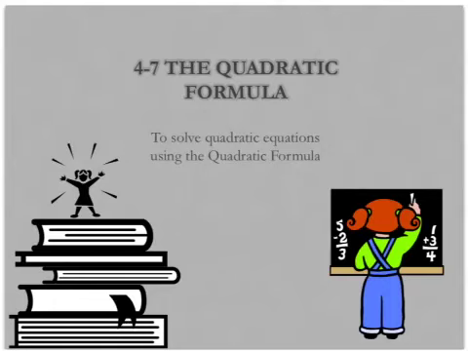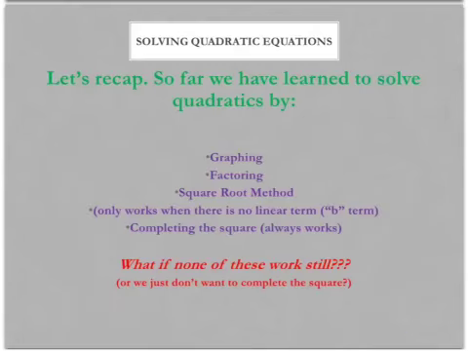Alright guys, so this is going to be our last method of solving quadratic equations, and it's called the quadratic formula. So let's think back to all the methods that we know so far. There's graphing, and wherever the parabola hits the x-axis is our solutions. There's factoring, where we set each term once it's factored equal to 0, and those are our solutions. There's the square root method, which I'm allowed to use only when there is no b term, so there's no linear term or x term. And then there's completing the square, which always works. So the only method so far that always works is completing the square.